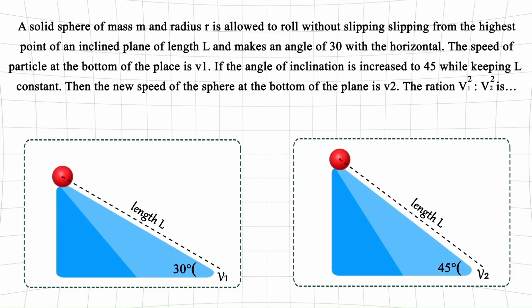Is it A, 1 is to 2, B, 1 is to under root 3, C, 1 is to 3, or D, 1 is to under root 2?